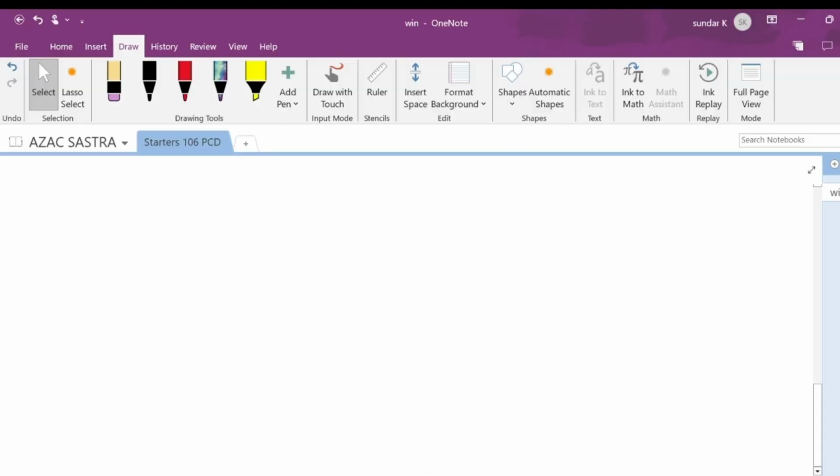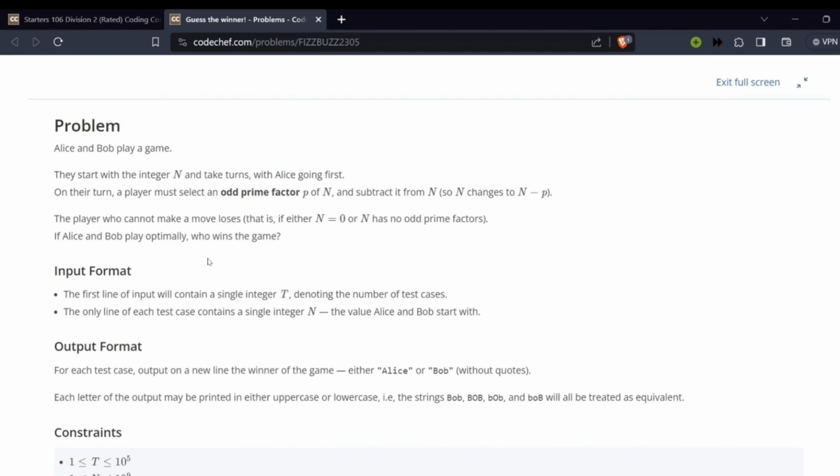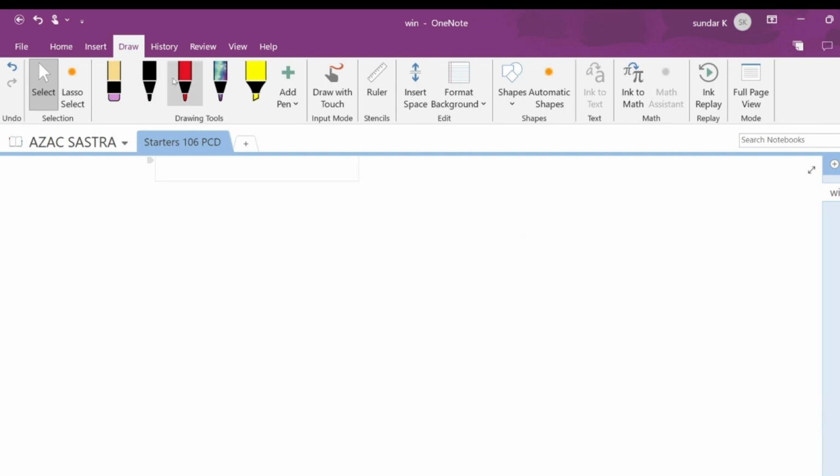Actually speaking, this is a very simple problem, but if we deviate from the actual observation or the idea, then it will consume a lot of time just to arrive at the solution. All we had to notice is whether the number is odd or even. It's given that we always have to take an odd prime factor of n and subtract it. So let's say we have the number 14.